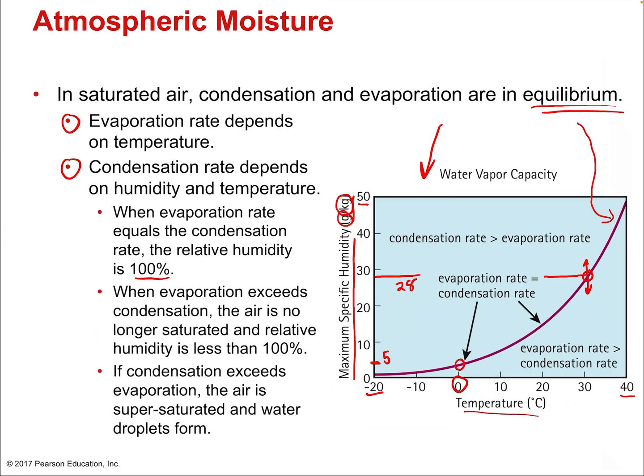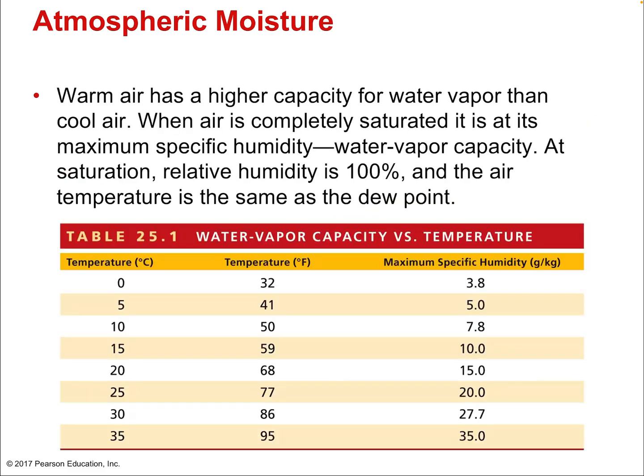Okay, but hopefully this idea of the regions where the condensation rate exceeds the evaporation rate and where the evaporation rate exceeds the condensation rate, all relative to that curved equilibrium, makes a little bit of sense, because a graph can tell a very clear story if we spend some time with it. So, as we said many times, warm air has a higher capacity for water vapor than cool air. When the air is completely saturated, it is at its maximum specific humidity, its water vapor capacity. At saturation, relative humidity is 100%, and the air temperature is the same as the dew point. Okay? So remember, a dew point is a temperature.